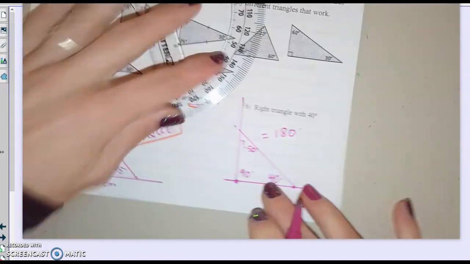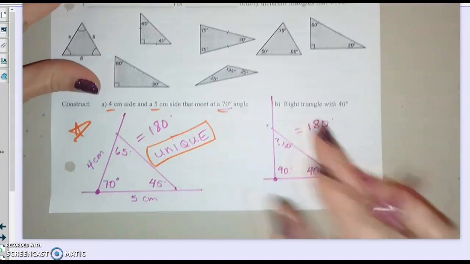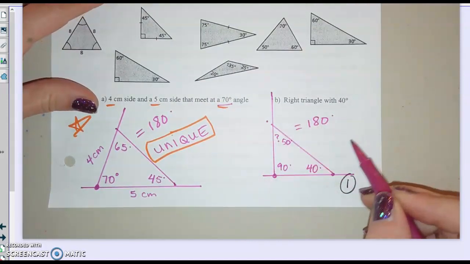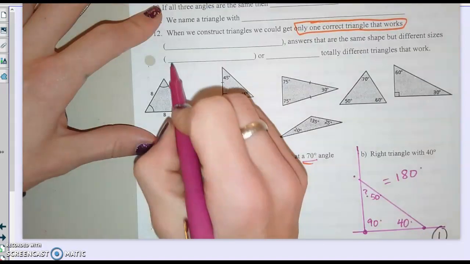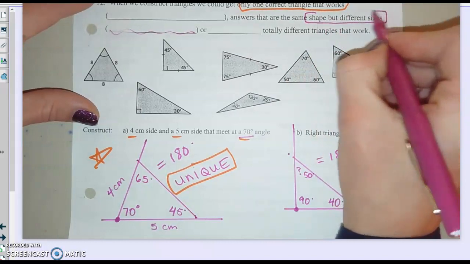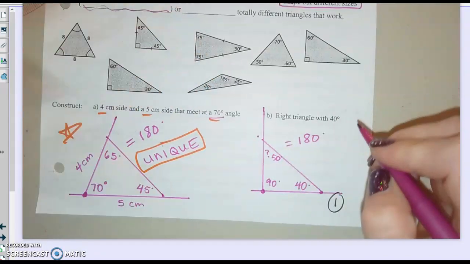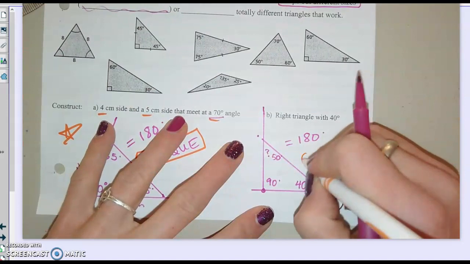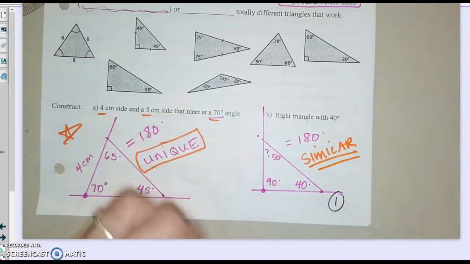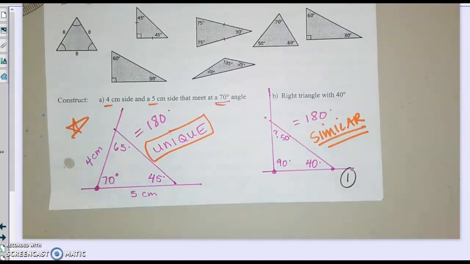All right, so let's talk about this one. It didn't give us any lengths. Maybe you look at yours and it's a little bigger or a little smaller. Well, we had up here same shape, same angles, but different sizes. So this one is similar. Our answers will be similar to each other because they're going to be the same angles, but they could be a different size.